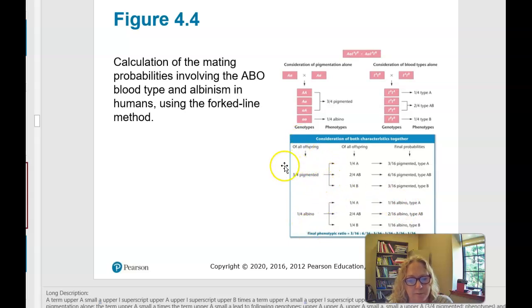So this is exactly what I was doing. Of all the offspring, 3/4 are pigmented, 1/4 is albino. Okay, do we agree with that? Then of all the offspring, 6/16 are pigmented type A, 3/16 are pigmented type B, and 3/16 are pigmented type AB. Then you have albino type A's, albino type ABs, and albino type Bs. Does that make sense? So it's a little bit of a weird ratio because you have the albino in there.